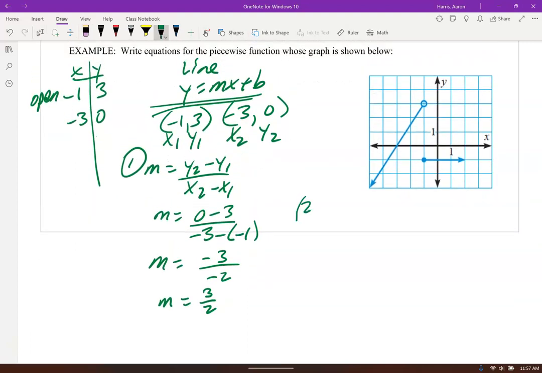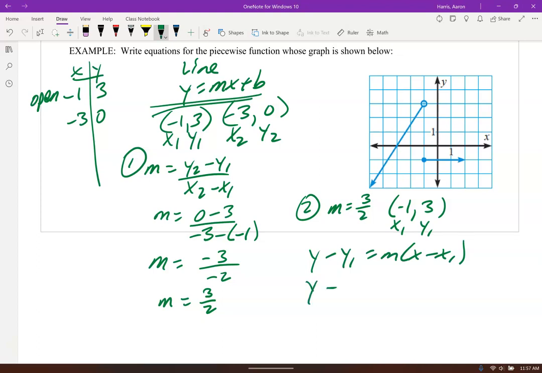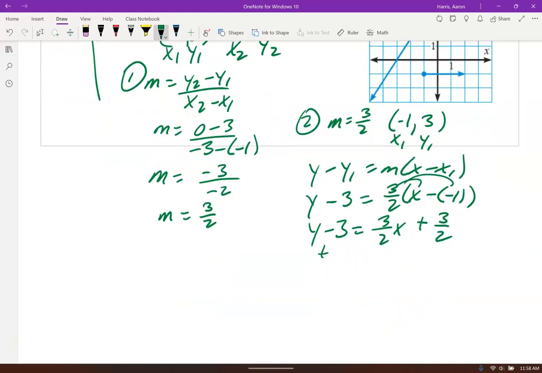Now let's come up with the equation. We know the slope is 3 halves. We already have a point. I could use either of those points as my x1, y1. So y minus y1 equals m times x minus x1. So y minus 3 equals 3 halves times x minus the negative 1. So I get y minus 3 equals 3 halves x plus 3 halves. I add 3 to both sides. In other words, I'm adding 6 over 2. I've got to get a common denominator. So I have 3 halves x plus 9 halves.